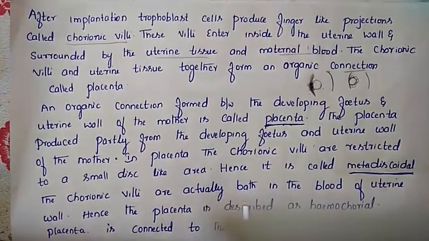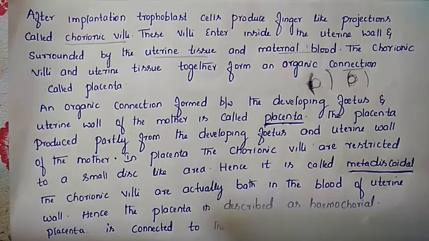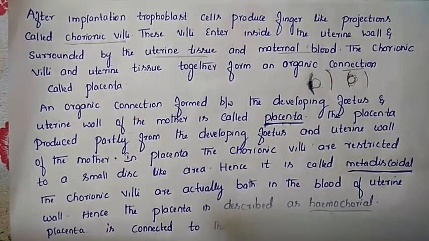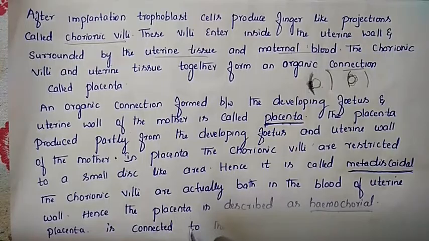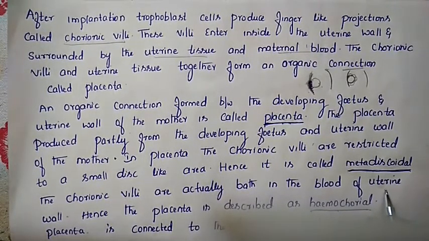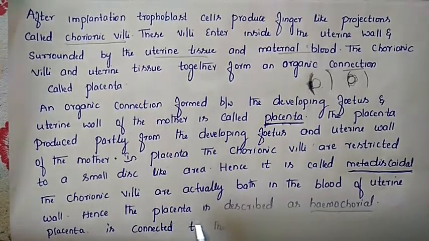Next, chorionic villi are actually bathed in the blood of the uterine wall. Hence the placenta is described as hemochorial. What is the meaning of hemochorial? The chorionic villi are present inside the blood of the uterine wall. That's why we are calling it hemochorial.